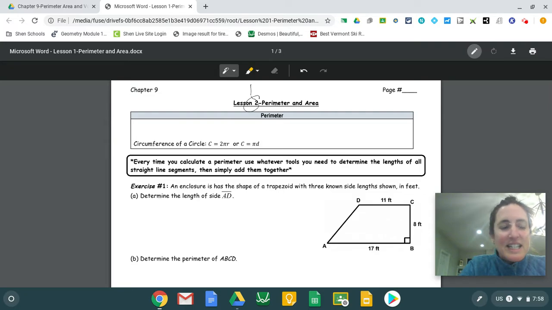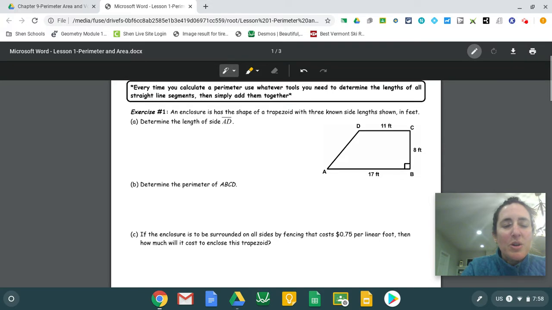Perimeter is the distance around the outside of a figure, or in other words, we're going to add up all the side lengths. I also put on the bottom here what the circumference of a circle formula was. Circumference is 2 pi r or pi d. Both formulas work depending on if you have a radius or a diameter, which is 2 radius.